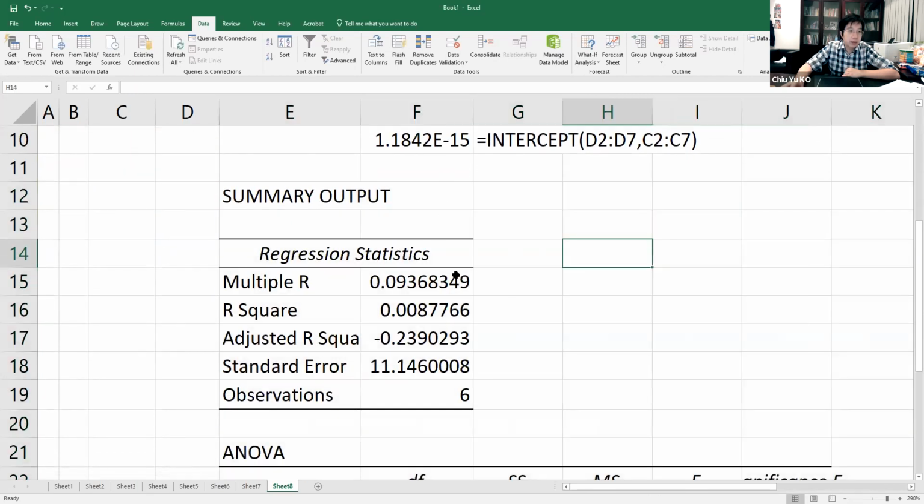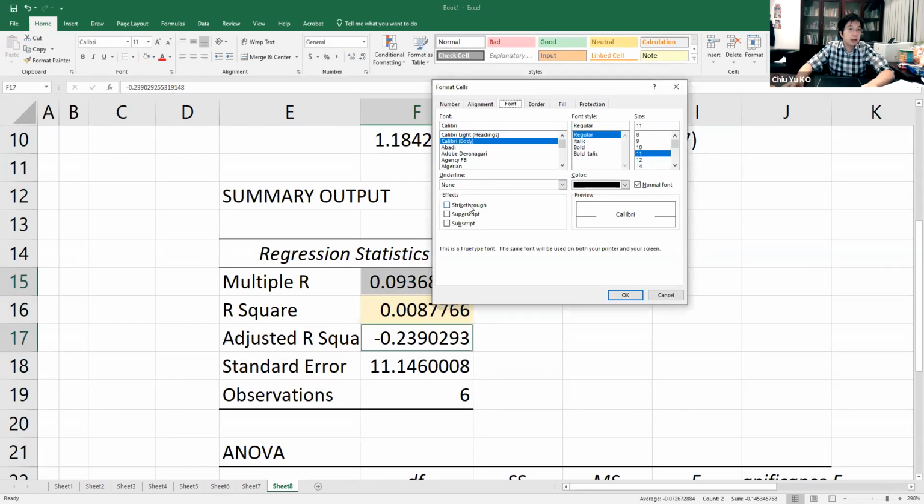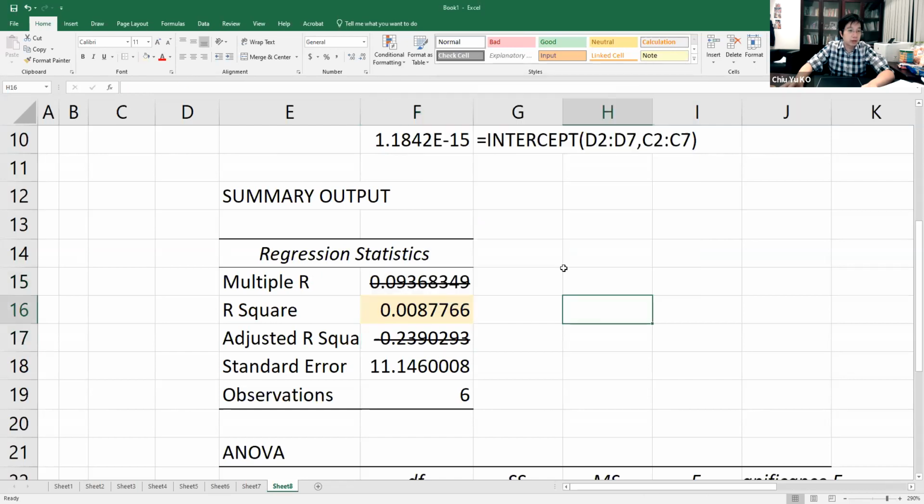So we have this multiple R, R square, adjusted R square. We don't talk about that. We'll talk about R square next class. But we are not going to explain those, okay?